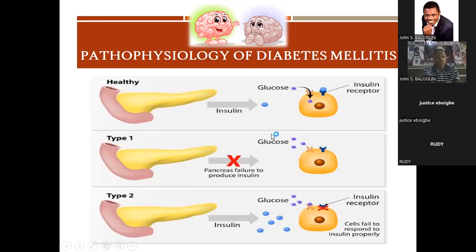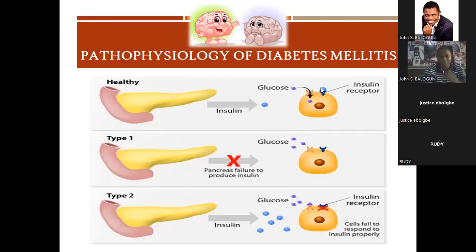The problem is not with the receptor. The problem is not with glucose. The problem is not with the cells. The problem is with insulin production. There is no insulin. I hope this is clear. Now, that is what happens in type 1 diabetes.